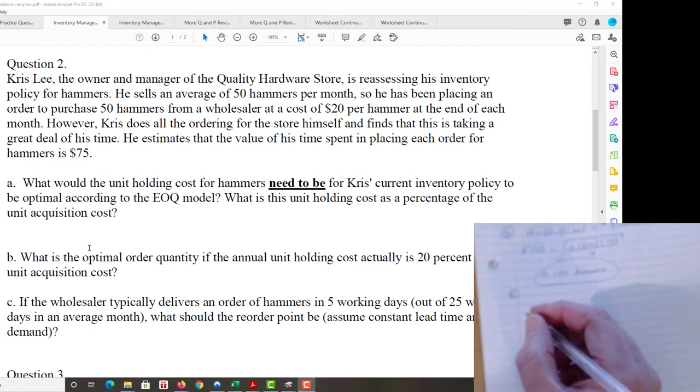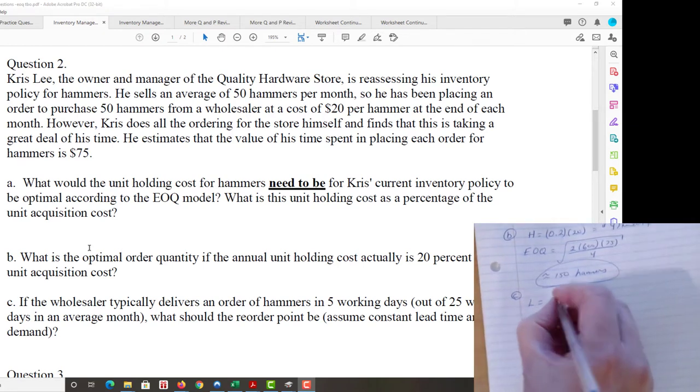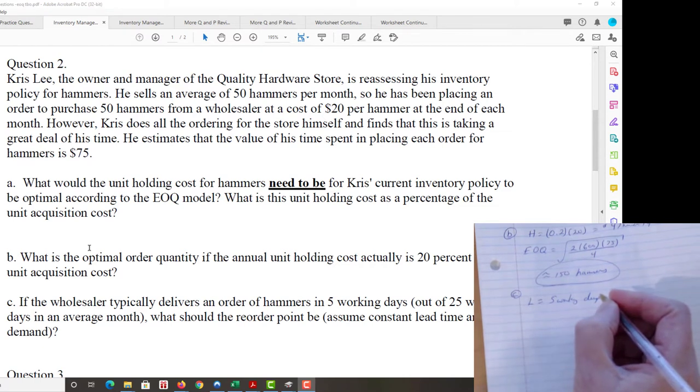Last one, C. If the wholesaler typically delivers an order of hammers in 5 working days. So what is that telling us? That L is equal to 5 working days out of 25 days in an average month. What should the order quantity be?